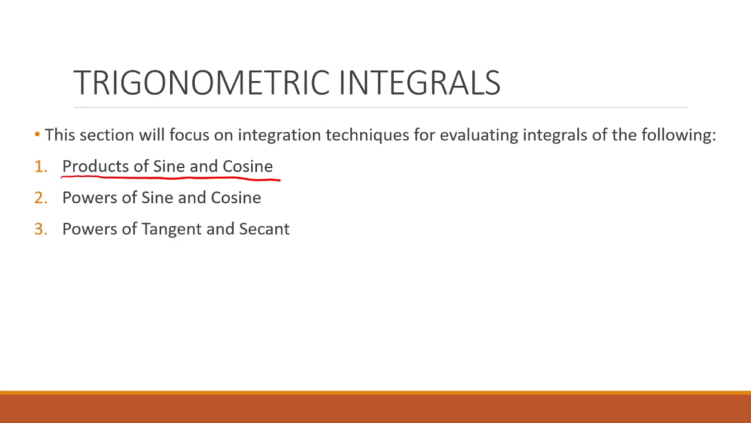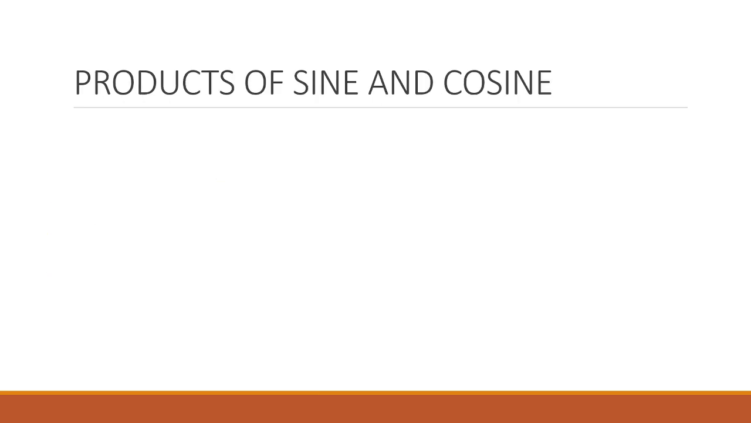Then, we have powers of tangent and secant, powers of cotangent and cosecant. Okay? So, this will be a two-part discussion. Part 1 will cover the first two types of integrals. And then, part 2 ng video will cover the last two na cases. Okay? So, let's start with the first case, products of sine and cosine.